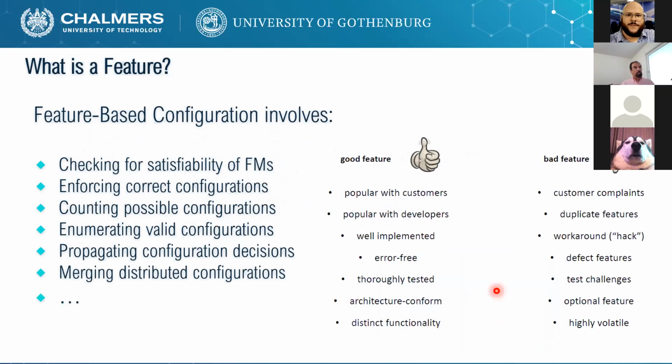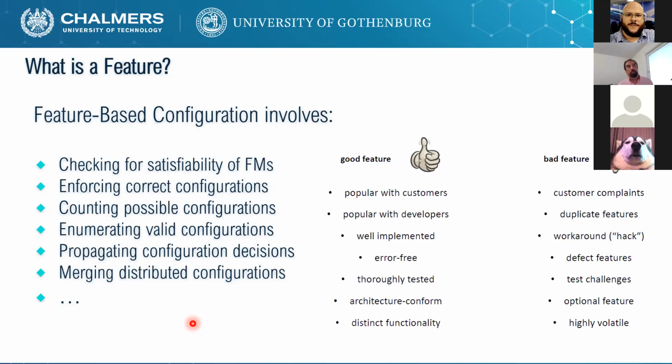Okay, let's look at feature-based configuration. We say it involves all of these and more. It involves checking for satisfiability of the feature models. You want to make sure that it covers, as I said in the previous slides, all the concerns, enforcing correct configurations. You have rules you have to follow. And we said coupling, decoupling, reusability, manufacturability. I haven't heard many people talk about manufacturability here. Of course, it's not a car we are developing, but in the software area it's developability, let's put it this way.